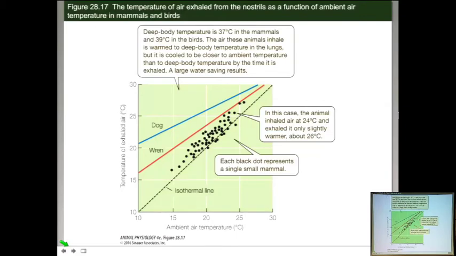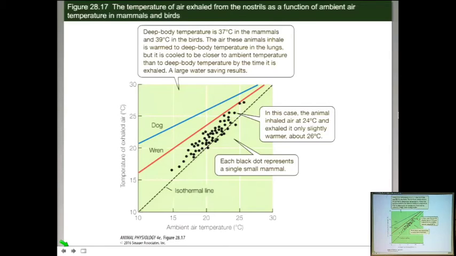And this can be done by a countercurrent method, where the incoming air, as it's warmed, is cooling the outgoing air. That's the countercurrent. So some of the heat in the outgoing air is taken away to warm the incoming air. And that can save some water loss.